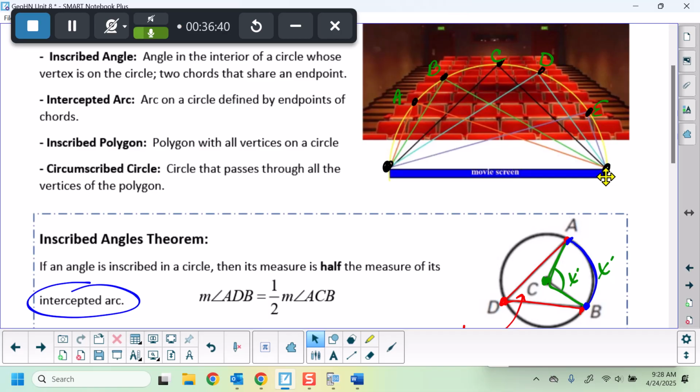They all have the same access. They all have the same angle to the movie screen. So guess what? All those 5 seats are the same. Whether you choose A, B, C, D, or E, you have the same view, the same angle to the movie screen. Kind of crazy when you think about it, right? So whether you pick A, B, C, or D, you have the same view to the movie screen.